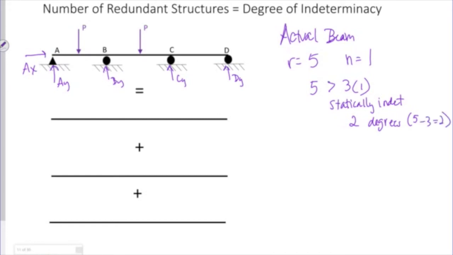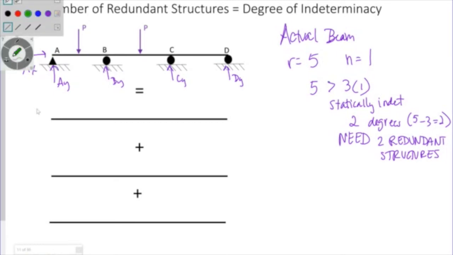That means I need 2 redundant structures. I got away with 1 before, but now I need 2. So I need to remove 2 of my reactions. Well, in this case, it's easy if you just remove the 2 middle ones, because then you get a simply supported beam. And everybody likes simply supported beams, right?